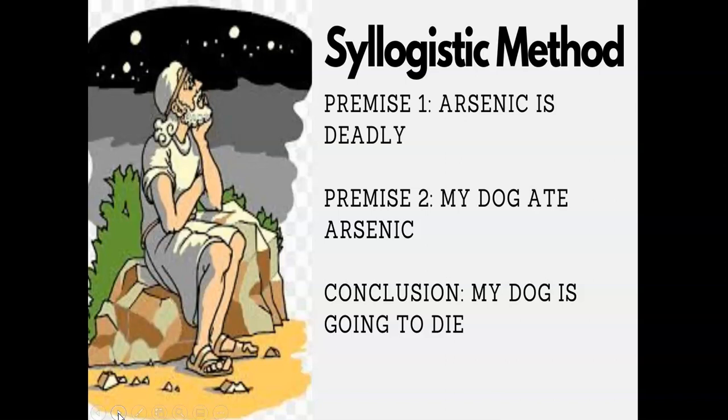So here's an example. If I were to say arsenic is deadly in my first premise, and in my second premise follow it up by my dog ate arsenic, and conclude my dog is going to die, we all would agree that's perfectly clear, lucid logic, Christian. Like that makes a whole bunch of sense. And when our students write or argue, we want them to be that precise and that locked in logically.